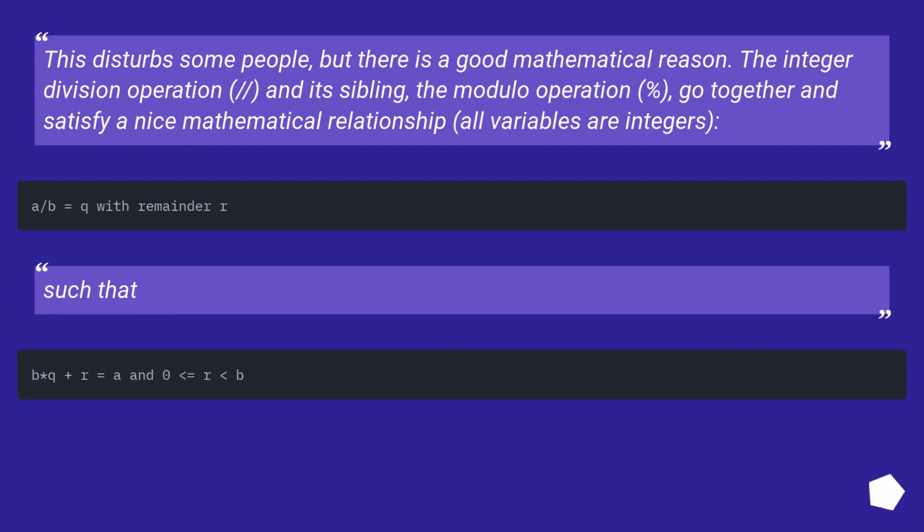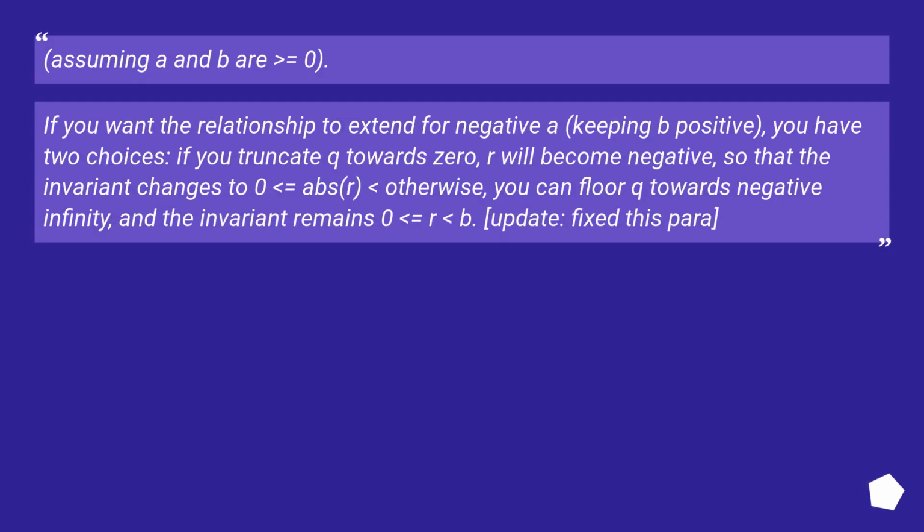The integer division operation, //, and its sibling, the modulo operation, %, go together and satisfy a nice mathematical relationship. All variables are integers, such that a = q*b + r, assuming a and b are more than or equal to zero. If you want the relationship to extend for negative a, keeping b positive, you have two choices. If you truncate q towards zero, r will become negative, so that the invariant changes to 0 <= abs(r) < b. Otherwise, you can floor q towards negative infinity, and the invariant remains 0 <= r < b.